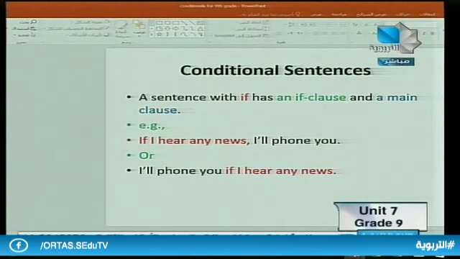So here is the question. What happens now if we change the positions of the if clause and the main clause? The meaning is the same, no change. But we should pay attention that if we start with the if clause, we should finish it with a comma. We should put a comma between the if clause and the main clause. And what if we start with the main clause? We don't need the comma. "I'll phone you" is the main clause. "I'll phone you if I hear any news," and here we don't have any comma between the two parts.